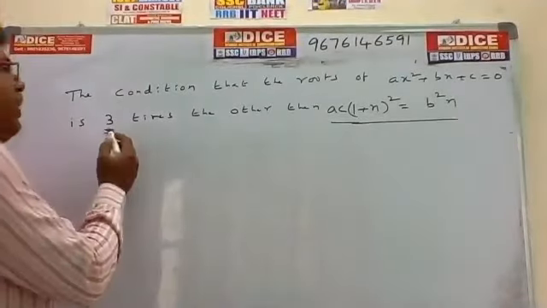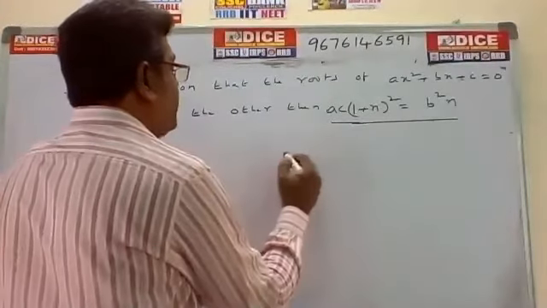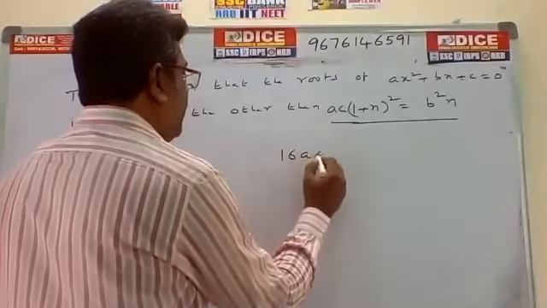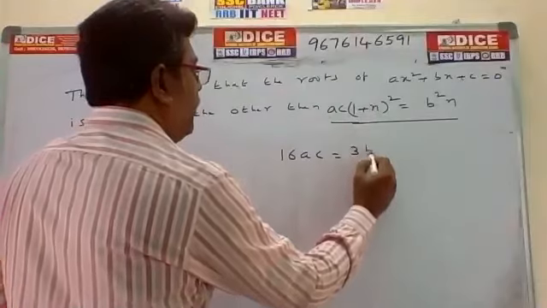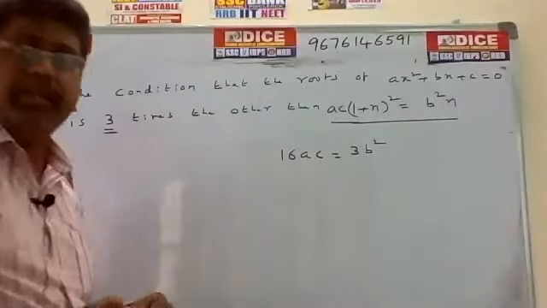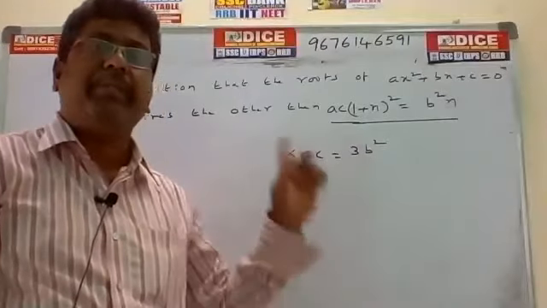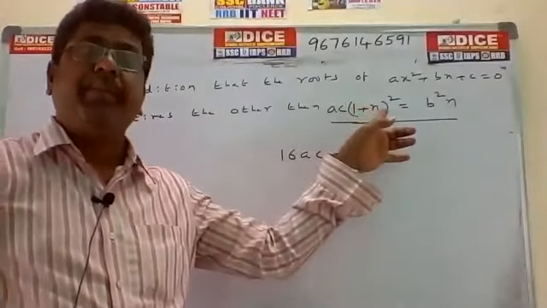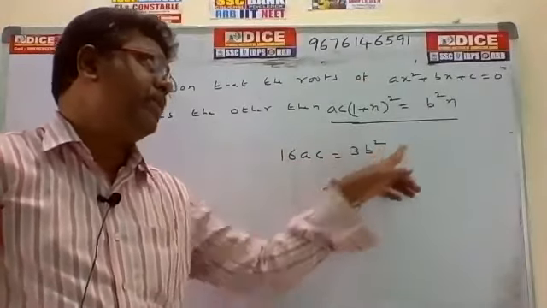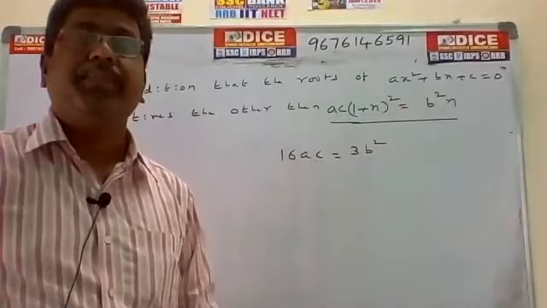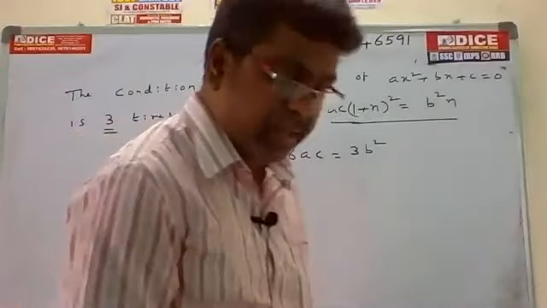So in place of n we take 3. So the answer is 1 plus 3, 4 whole square means 16 AC. N means 3, 3 into b square. This is the condition. 16 AC is equal to 3 into b square. 1 plus 3 means 4, 4 square means 16. So the answer is 16 AC is equal to 3 b square. Right answer. Very good answer.